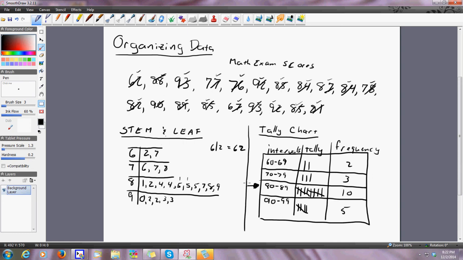So I hope that's useful, and I hope that shines a little light on how to do the stem and leaf and the tally chart. I'm actually going to use this tally chart for a histogram video, which is coming up next.